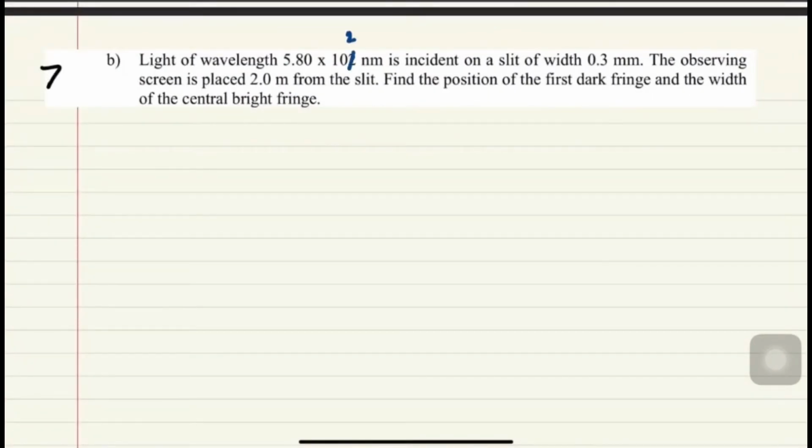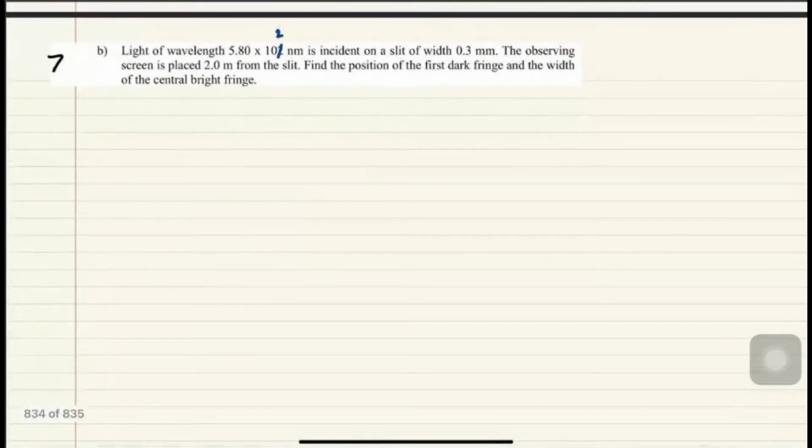Light of wavelength 580 nanometer is incident on a slit of width 0.3 mm, while the screen is placed 2 meter from the slit. Find the position of the first dark fringe and the width of the central bright fringe. Okay, so lambda is equal to 580 times 10 to the power negative 9. Basically 5.80 times 100 is 580, then times 10 to the power negative 9 because it is nano. If not, just press the calculator.